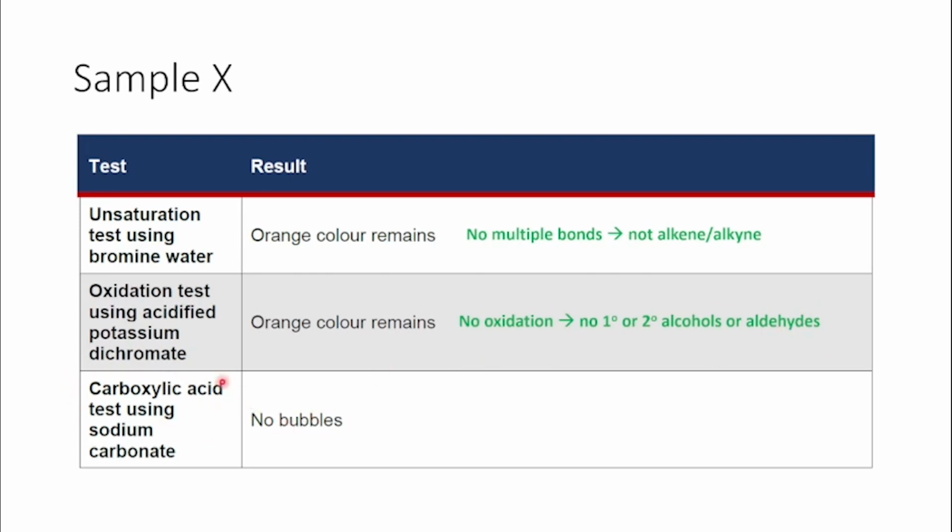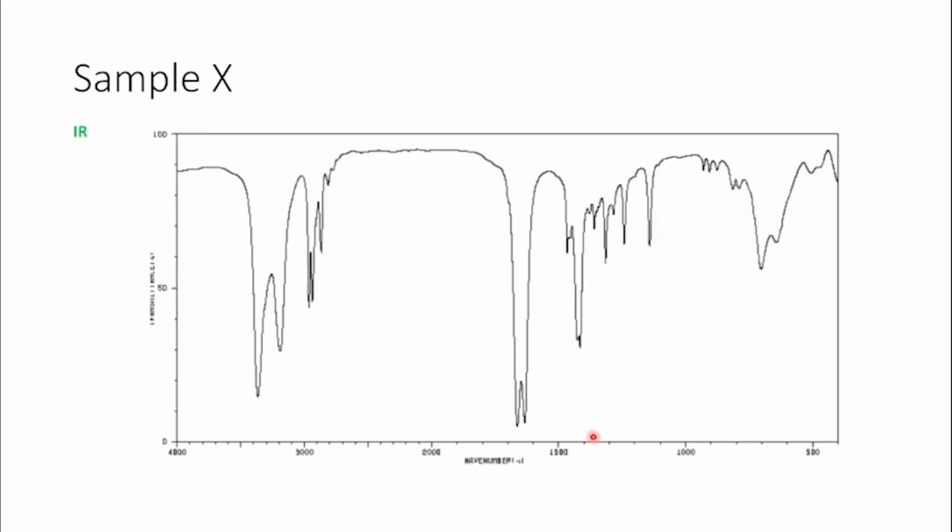And finally, when we do the carboxylic acid test, we don't end up with any bubbles, which means there are no carboxylic acid functional groups in our molecule. Looking at the IR, again from about 1500 downwards, I don't really worry about that region. It's the fingerprint region. It doesn't give us a lot of different details. So from 1500 up, I start to look for important signals.